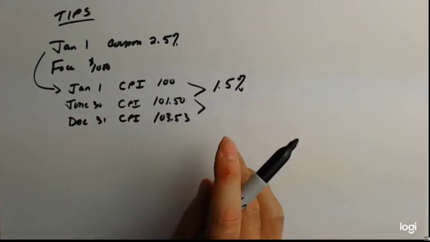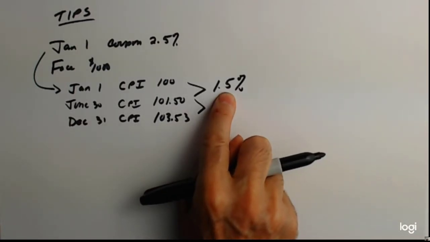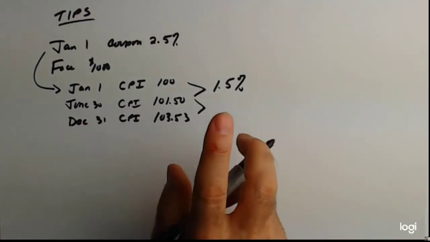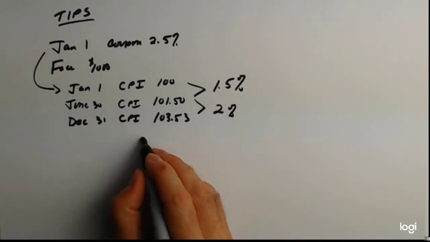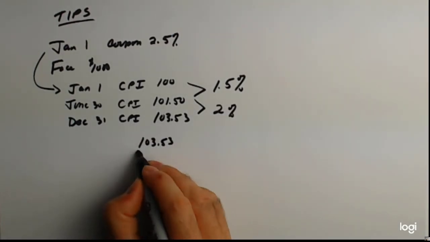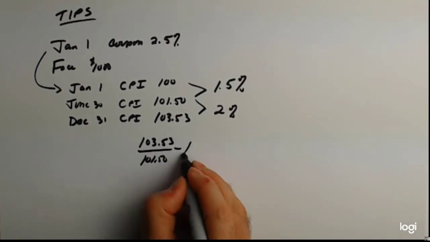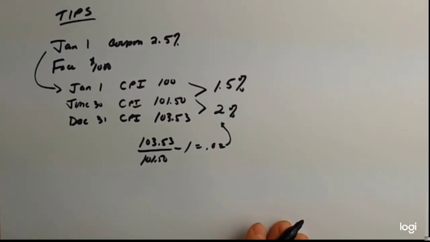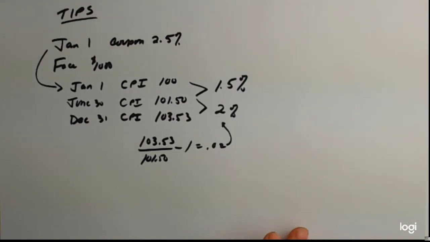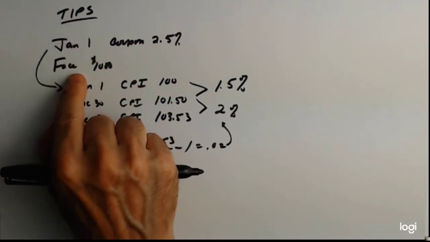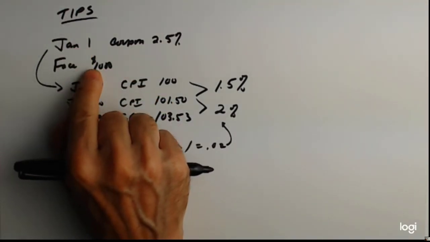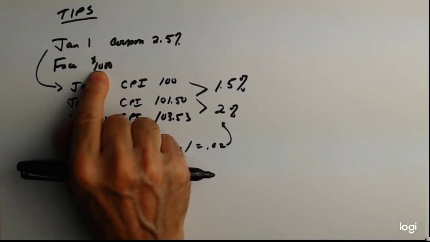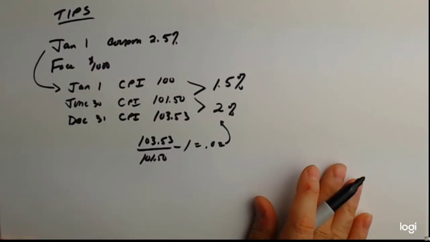Before we go any further, we calculated a 1.5% inflation rate. Now this inflation rate turns out to be 2%. All I'm doing is taking 103.53 divided by 101.5 minus 1, and I get 0.02. It's 2%. Now the next question is, what is the inflation adjusted principal balance at the end of 6 months? As I said, what TIPS do is adjust the principal amount, the face value, by the rate of inflation. So here's how to look at it.